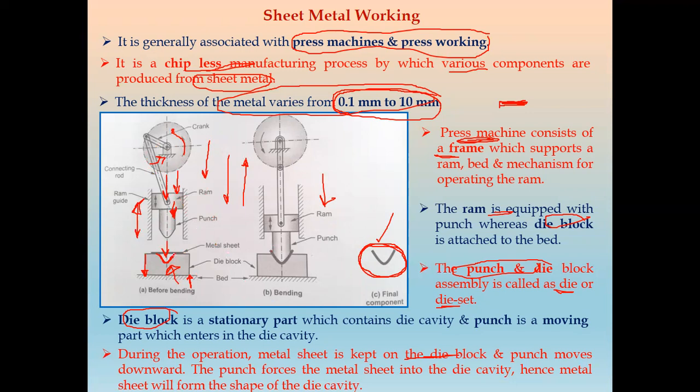The punch forces this sheet metal into the die cavity, and hence the metal sheet will form the shape of the die cavity. The same shape as the die cavity is formed by the sheet metal. Here the sheet metal is denoted by a dark, black color. There is a formation of the die shape, which is nothing but a U shape component. So this is a U shape component.